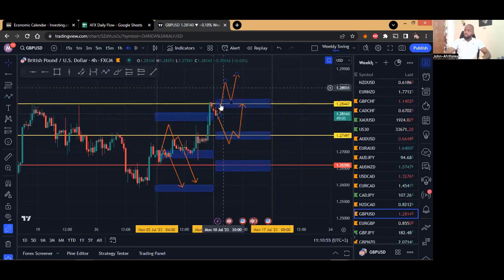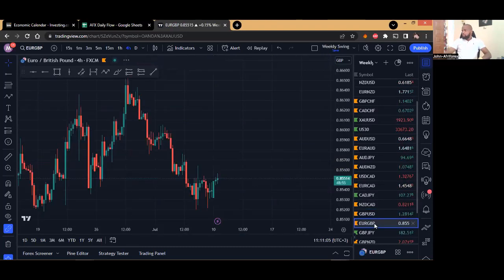If we do break to the upside and we get a nice strong breach, then we could end up possibly looking for the buys there, possibly resuming the move to the upside. So I hope that guys have taken notes of that.